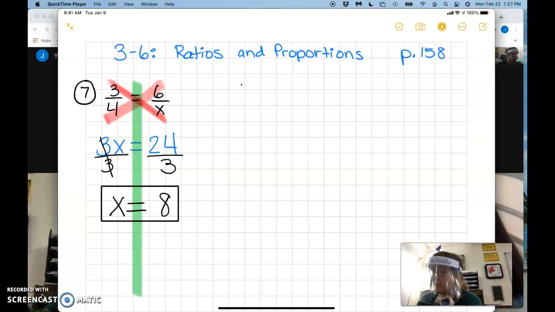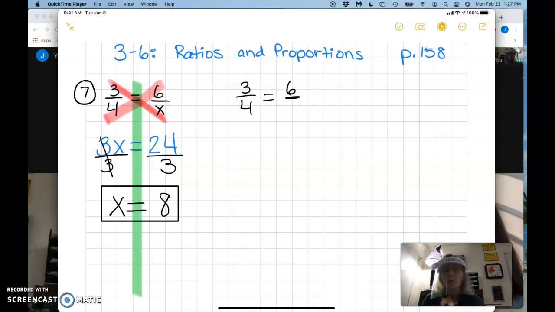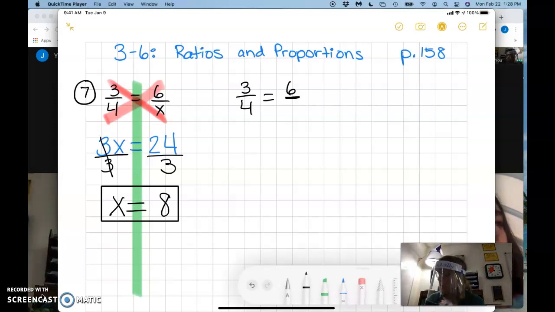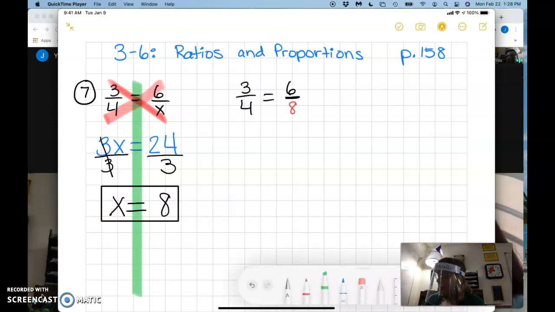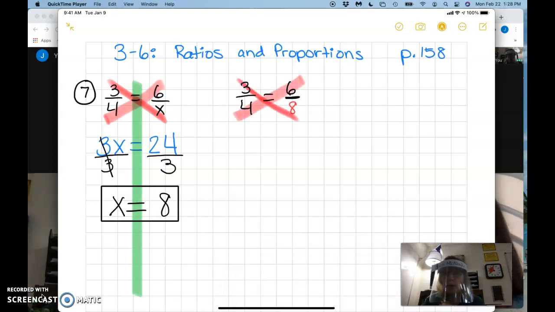Now, here's the thing. If I want to check my work, I'm just rewriting that original proportion that they gave us, except instead of x now, I'm going to put the 8 in there that we just found. I'm going to cross multiply and see if I get the two sides to equal each other. If they do, then I got the right number for x. You don't have to do this for all of them. I'm just showing you how to do it if you want to check your work.